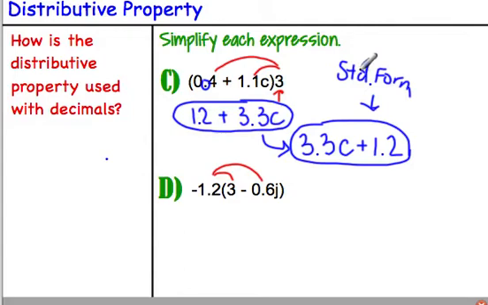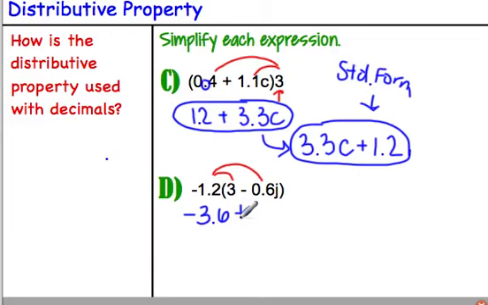So now going back here, we have negative 1 2/10 times 3. Well, negative times a positive we know is a negative, so I'm going to put the negative out front. 12 times 3 is 36, so I know that with the 1 decimal place I will have 3 6/10. And then I have minus negative 1.2 times 0.6, so I know that with it being negative times a negative, I'm going to end up with a positive.